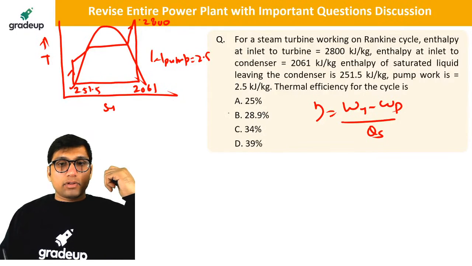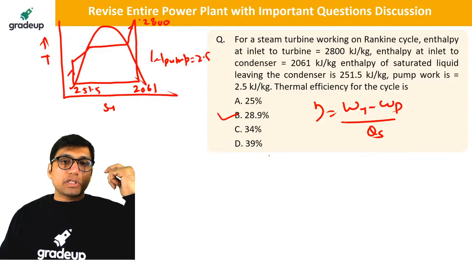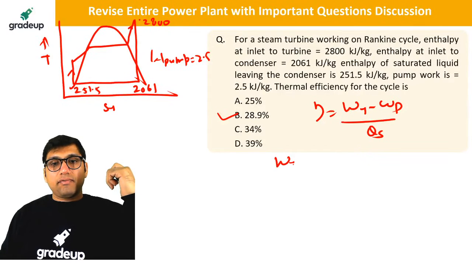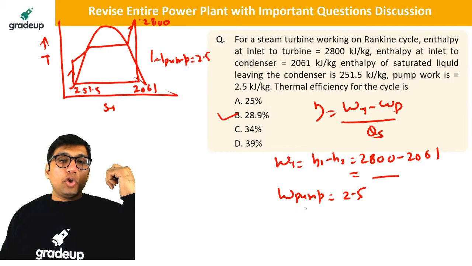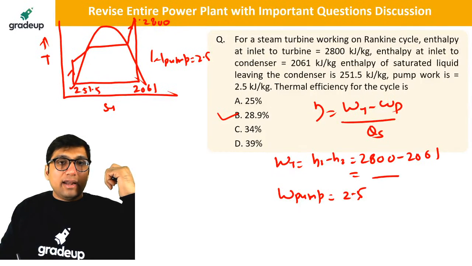The right answer for this question will be option B. How can you find the answer? In this question, as you can see, my dear students, the turbine work can be easily found as H1 minus H2, which is 2800 minus 2061. The pump work is already given as 2.5. What you require in this question is the heat supplied.